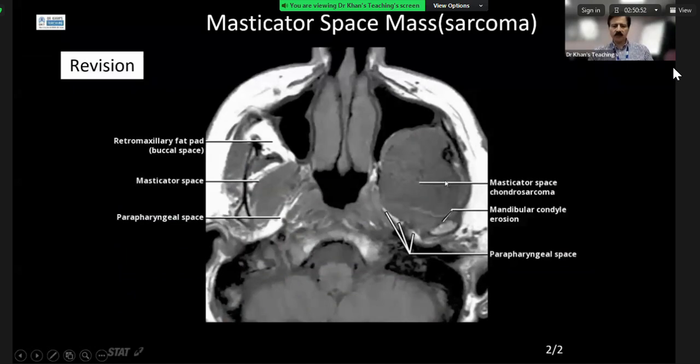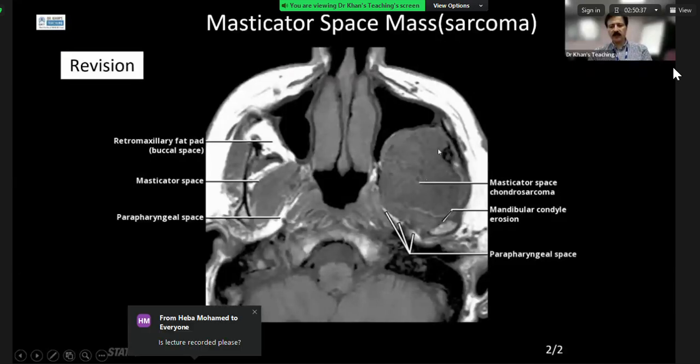So, for example, this is a masticator space mass. This is the masticator space. If you see here, this is the mandible. These are muscles of mastication. On this side, there is a mass. And this is, by the way, a chondrosarcoma.